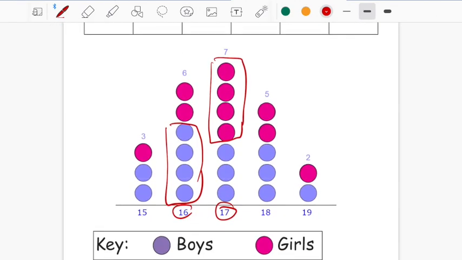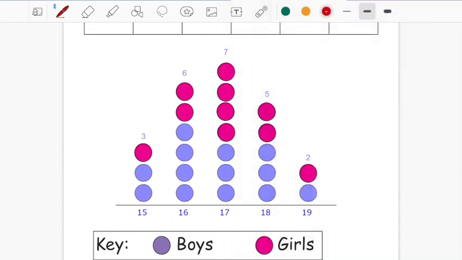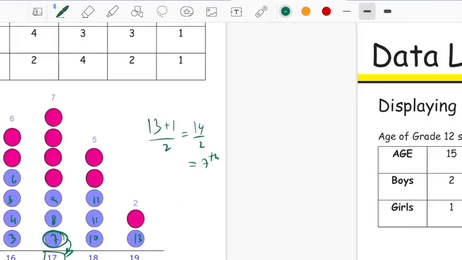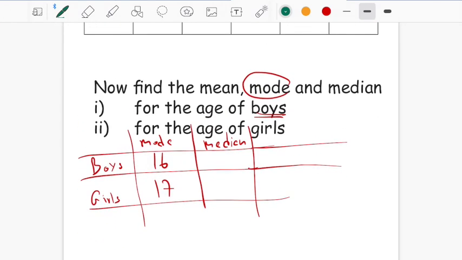For the median, just count. Let's go with the boys first. Let me clear this page. 1, 2, 3, 4, 5, 6, 7, 8, 9, 10, 11, 12, 13. I have 13 boys. So the middle point will be 13 plus 1 divided by 2, which is the 7th position. The 7th position is here, which is 17 years old. So this is my answer. Just write here that for the boys it's going to be 17 years old.